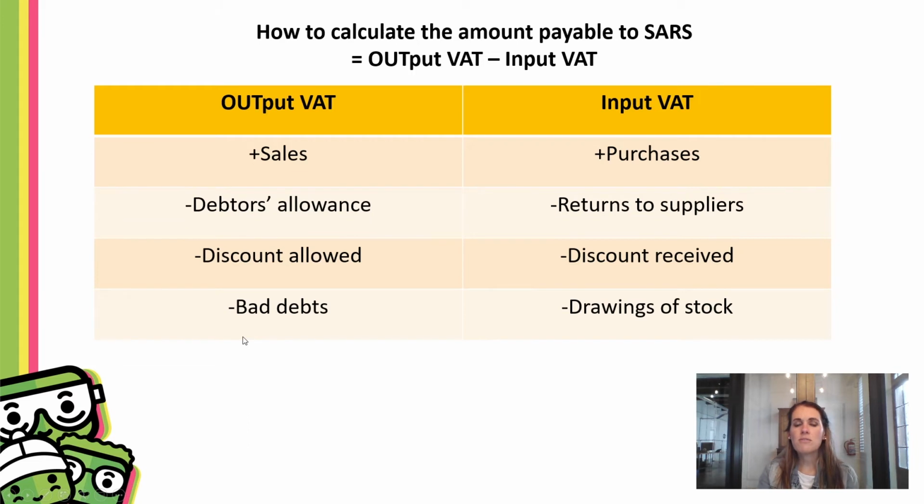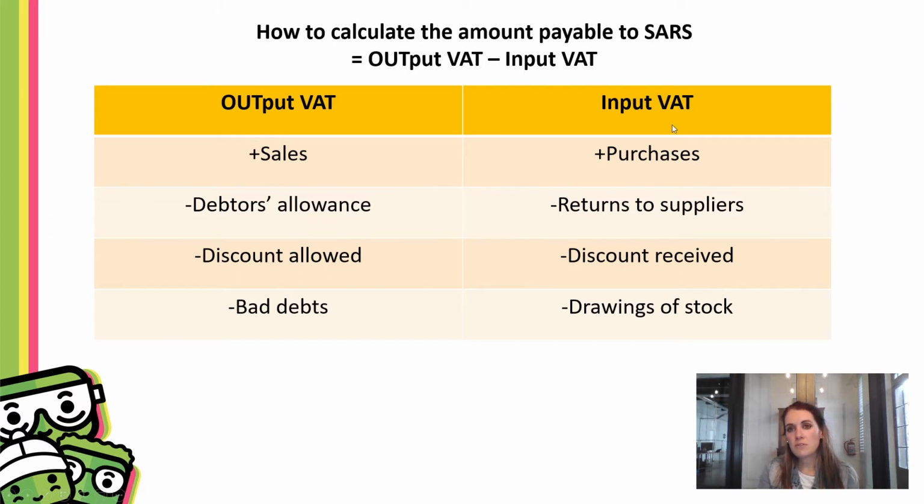SARS is actually very, very honorable and fair when it comes to VAT. If the business doesn't get the money, SARS doesn't get money. So that's why if I need to write off debt as bad debts, SARS needs to decrease the amount that they're getting, because if I'm not getting, they are not getting.